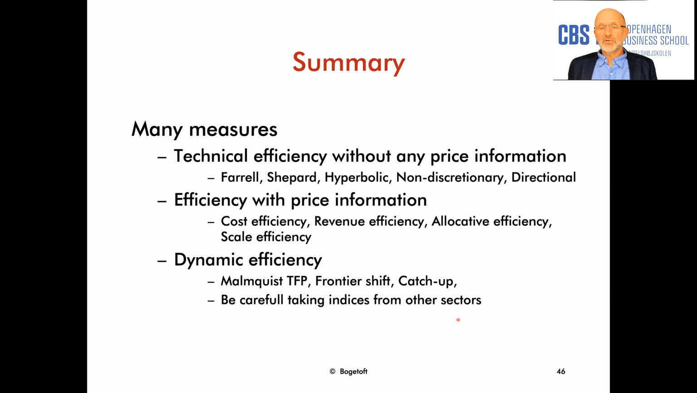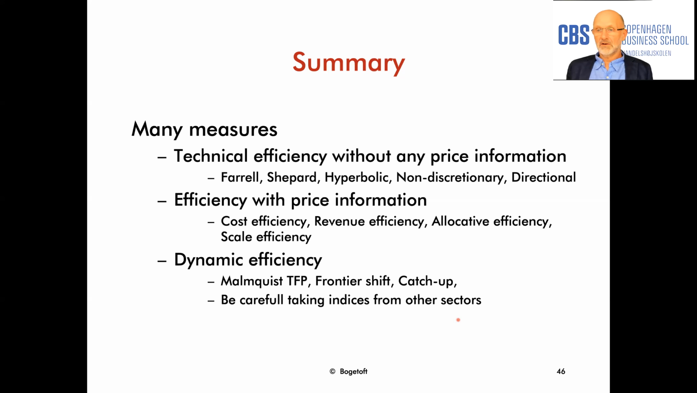If you have prices, you can do more refined and, frankly speaking, also tougher evaluations of the company, because you can ask for cost efficiency and revenue efficiency. Cost efficiency meaning that you need to have the lowest cost of providing the given services. Revenue efficiency, you need to maximize the revenue. Allocative efficiency, you need to choose the right mix of inputs and the right mix of outputs. And scale efficiency, you need to operate at an optimal scale size. We discussed that. And then finally, we talked about dynamic efficiency, the Malmquist index and how that could be decomposed into a frontier shift and a catch-up effect.